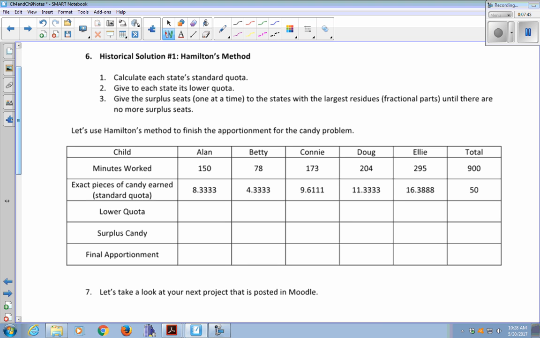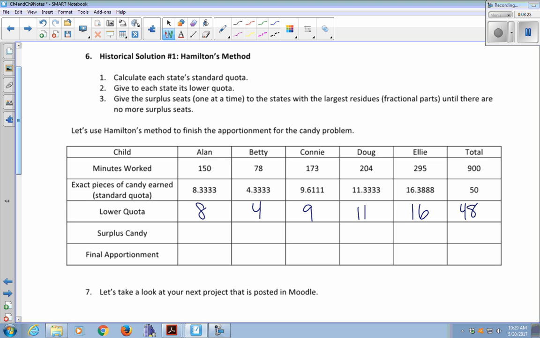So we're going to use Hamilton's method to finish the apportionment for the candy problem. Alan's standard quota was 8.3. We did 150 divided by 18, and we got 8.33333. His lower quota is 8. He gets at least 8 pieces of candy. Betty gets 4, Connie gets 9, Doug gets 11, and Ellie gets 16. Everybody gets their lower quota. Then let's add those up. 8 plus 4 is 12, plus 9 is 21, plus 11 is 32, plus 16 is 48.